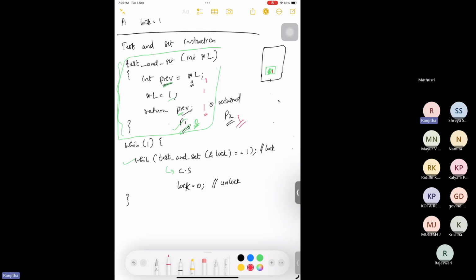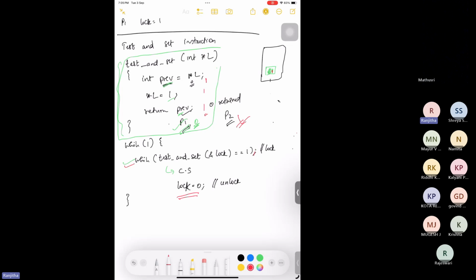So when P2 enters this place, while test and set ampersand lock equal to 1, it is true, right? It will go on waiting until this value becomes 0. So when P1 exits, P1 will make it 0. After P1 makes it 0, the next iteration of P2 will get the value of 0. And that is when P2 will enter the critical section.